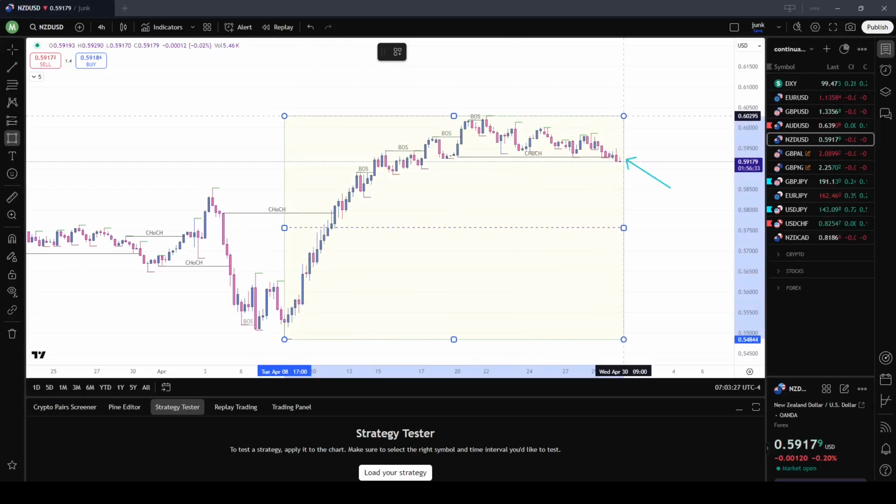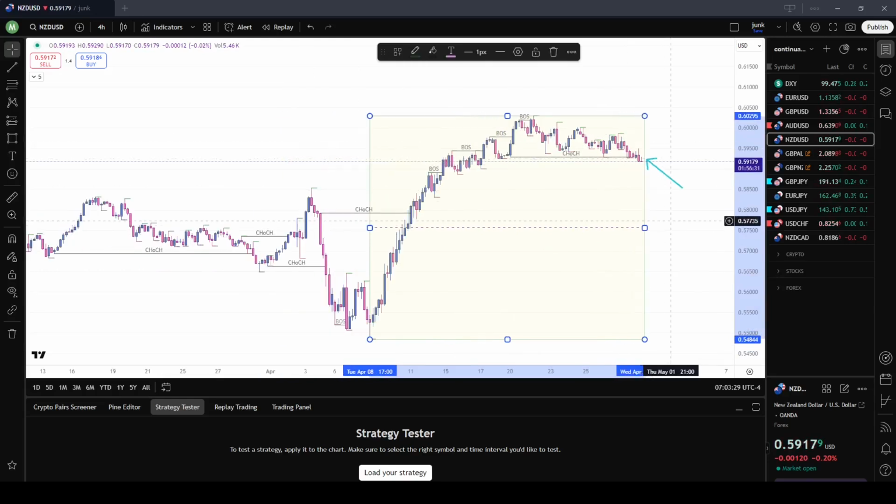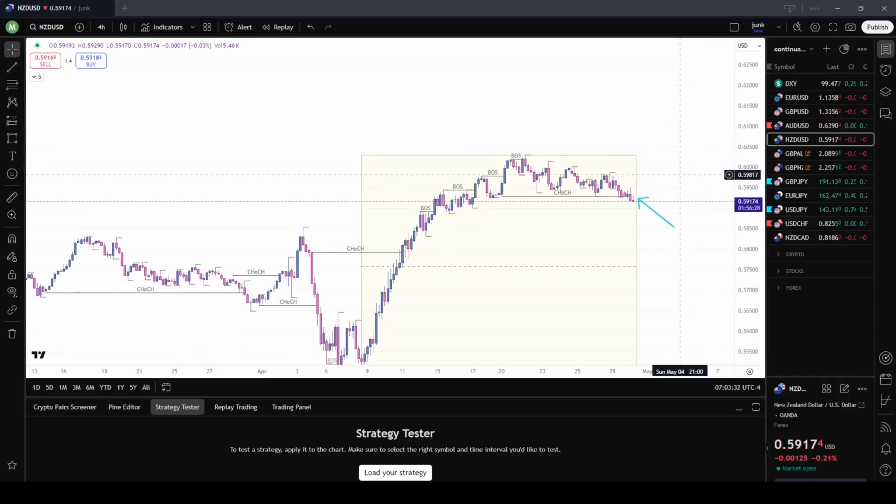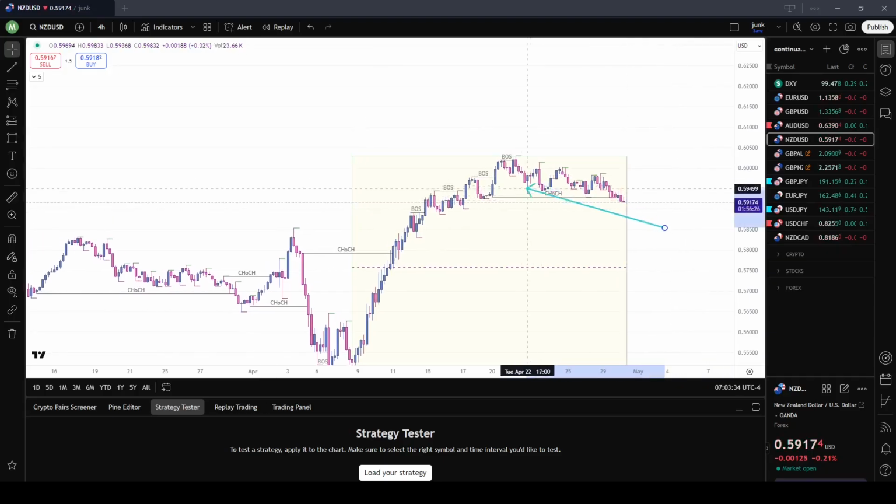This one didn't sweep like Aussie dollar. The Aussie dollar swept the Monday highs, but this has started to break down. Obviously, you see the change of character. It started to break down past, starting to take out some of these lows that's sitting under this previous channel.